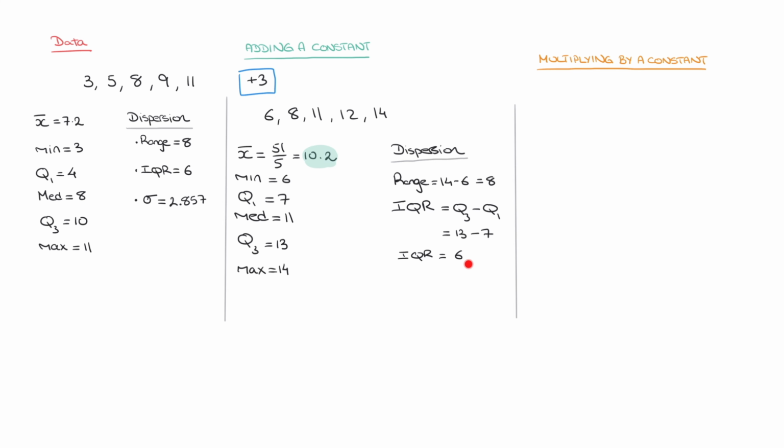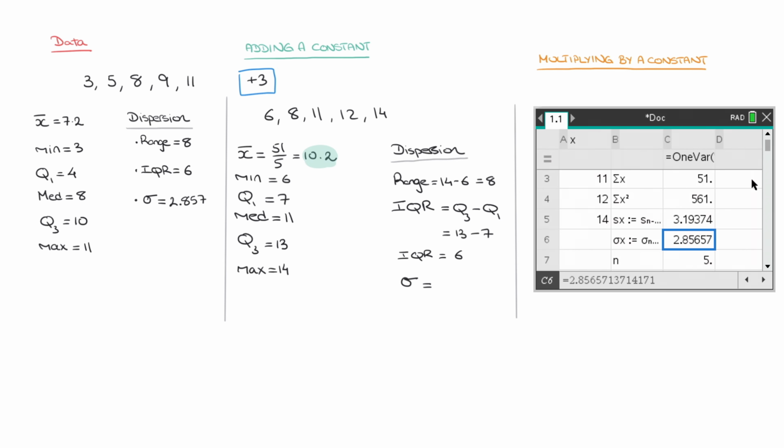In other words, the interquartile range is completely unaffected. Last but not least, the standard deviation here, which we can go ahead and check with our calculator, also remains unchanged. Indeed, the standard deviation for this new set of data is also 2.857, where I've rounded to 3 decimal places.